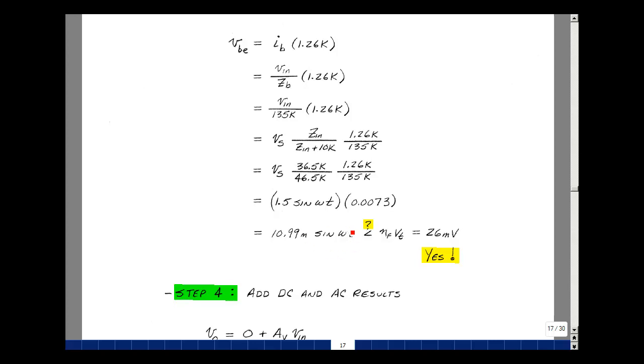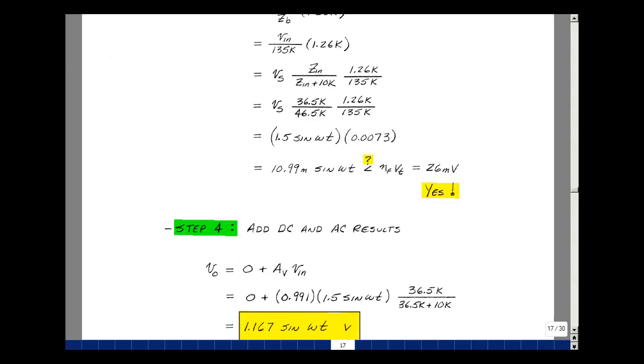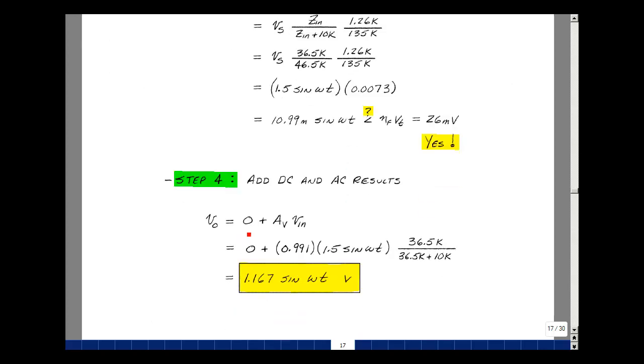Now this again can be somewhere between plus and minus 1, so the biggest it can be is plus 1. And is that less than eta F V sub t, which is about 26 millivolts times 1? Yes, 10.99 millivolts is less than 26 millivolts. So we can now add our AC and DC results as step 4. Our output is equal to no DC, we blocked the DC. We get the voltage gain times Vn, and the voltage gain was 0.991.